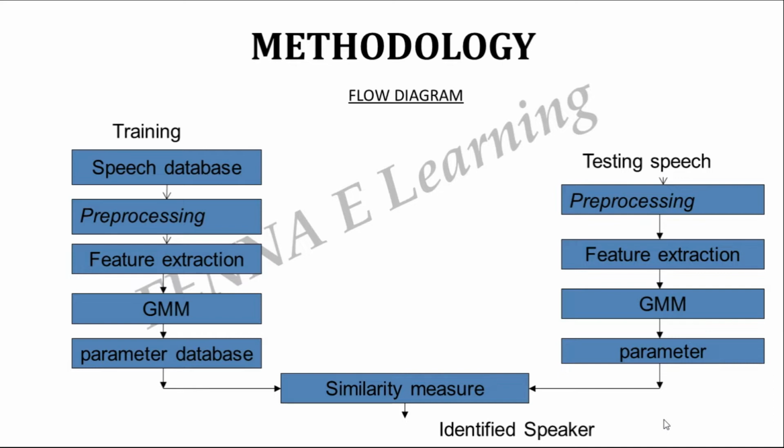In the testing phase, we give a signal from our trained database, or a random speech signal, that has to be pre-processed and feature extracted, and Gaussian mixture model operation is performed. The parameters are extracted and matched with the trained database, and based on the similarity we identify the speaker.